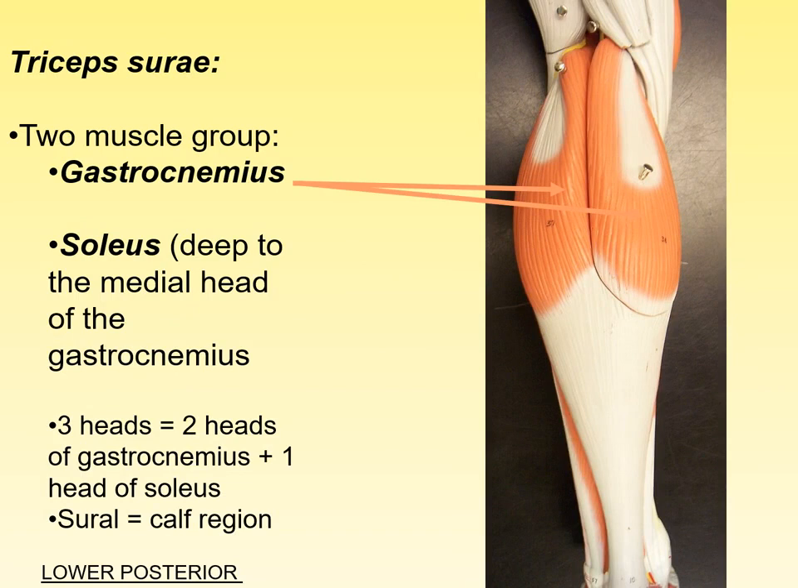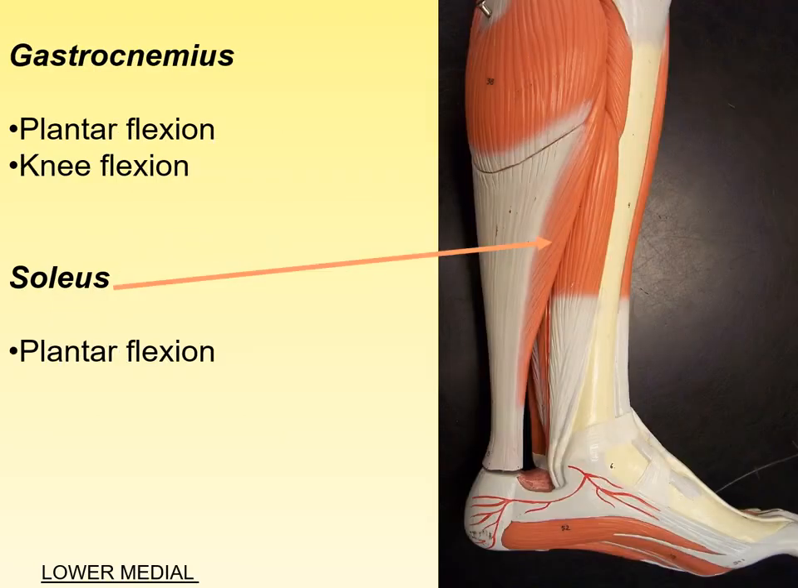Triceps surae area, these 2 muscle groups. You've got the gastrocnemius, a very large muscle on the back of the lower leg, the calf. The soleus is partially deep to that, which you can see right here. The head of that muscle is under the gastrocnemius. So the gastrocnemius is for plantar flexion and knee flexion. The soleus is for plantar flexion.